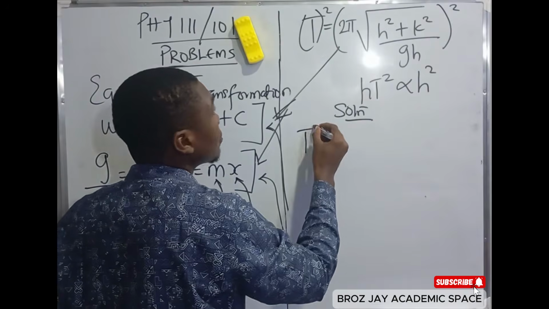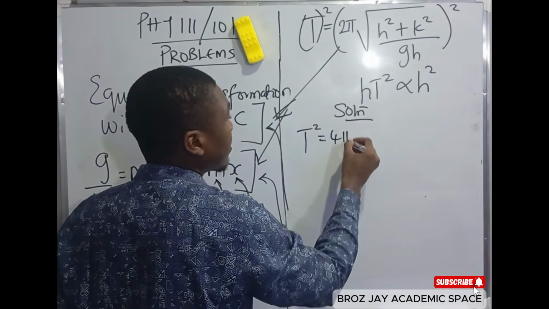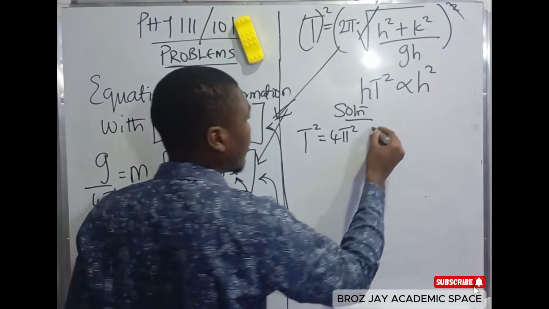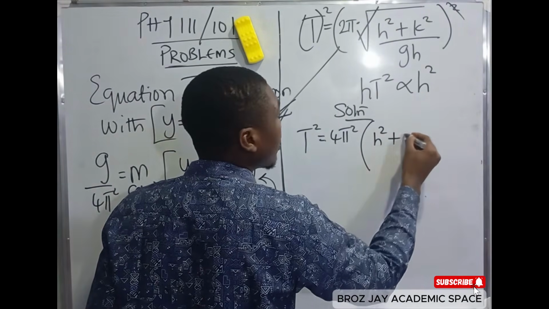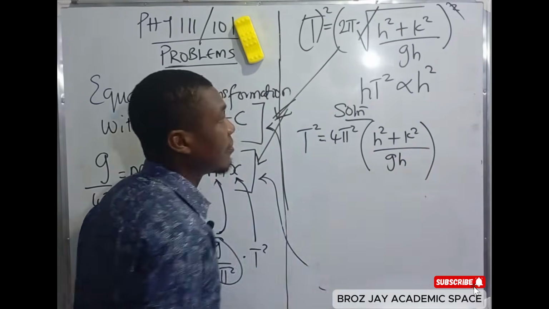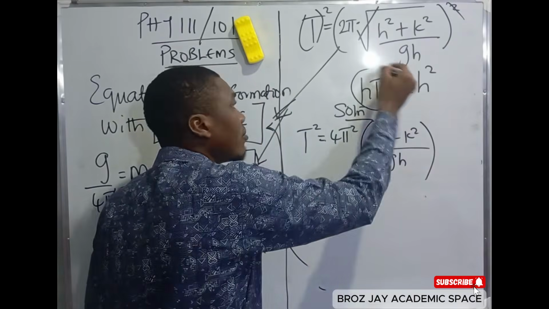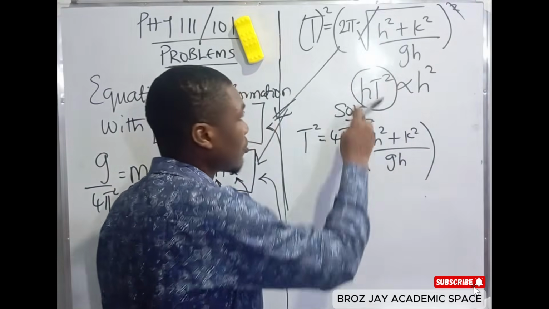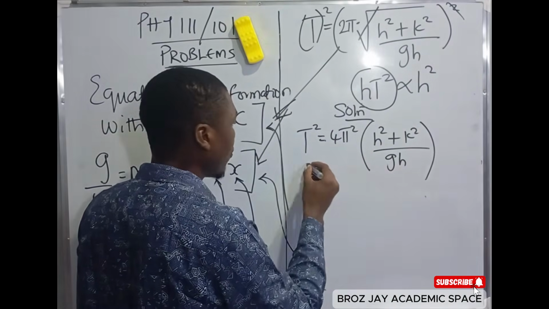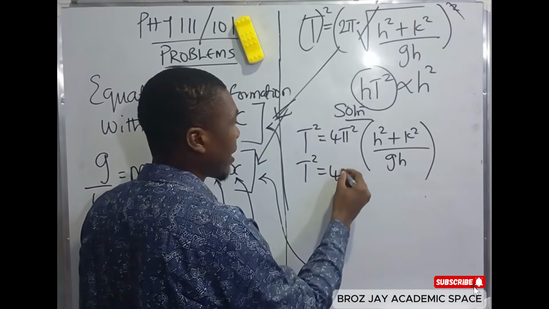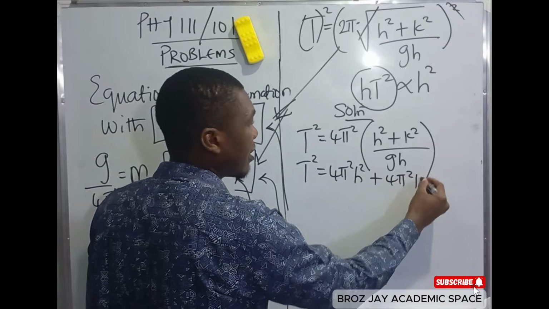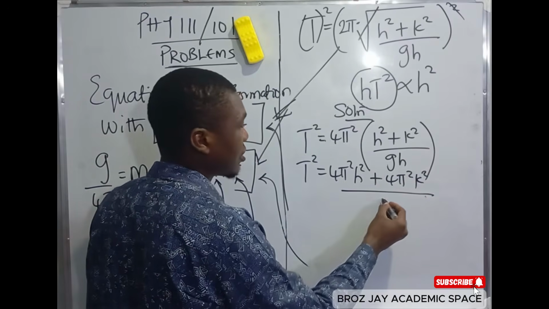So therefore, my t square is equal to 4 pi square. Remember, this is affecting this one outside, then cancelling this one. So we open bracket h square plus k square, close bracket, all over gh. Remember, anything you are doing, ht square must be on its own. You must make ht square the subject of the formula. So what are we going to do here? We open bracket. t square is equal to 4 pi square h square plus 4 pi square k square, all over gh.